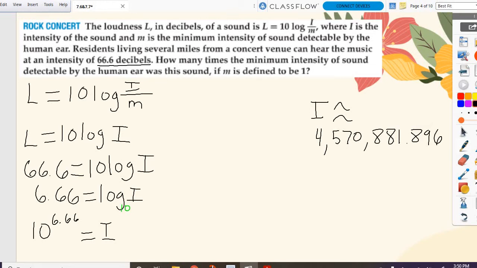And that's intensity. So we don't really need to put a unit because it's just how many times the intensity. And so because intensity doesn't have a unit there, my number doesn't have to have a unit. And so that would be my answer.